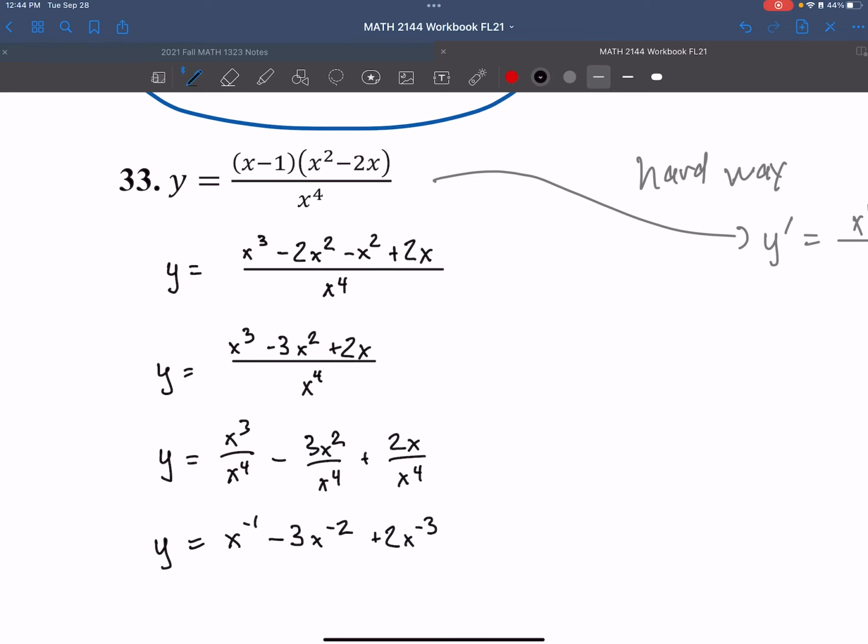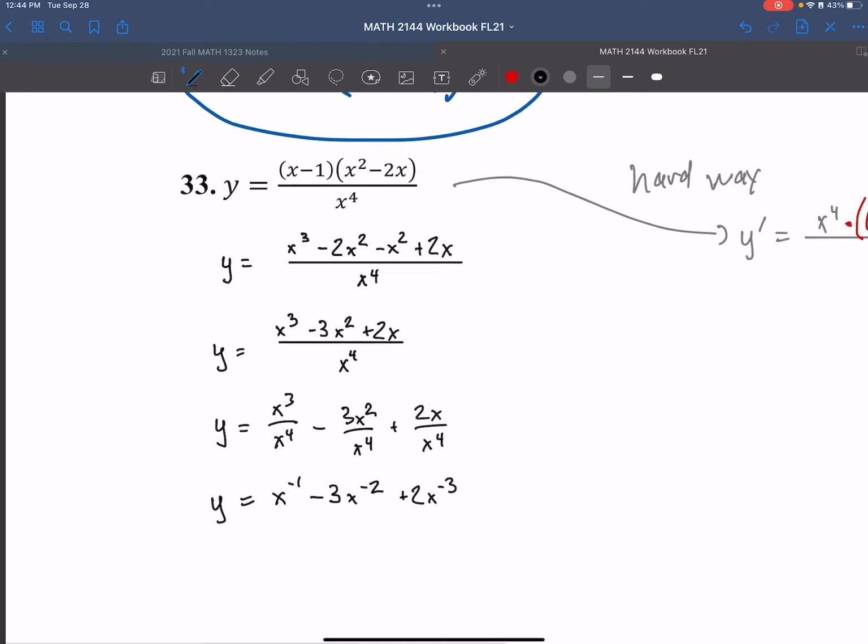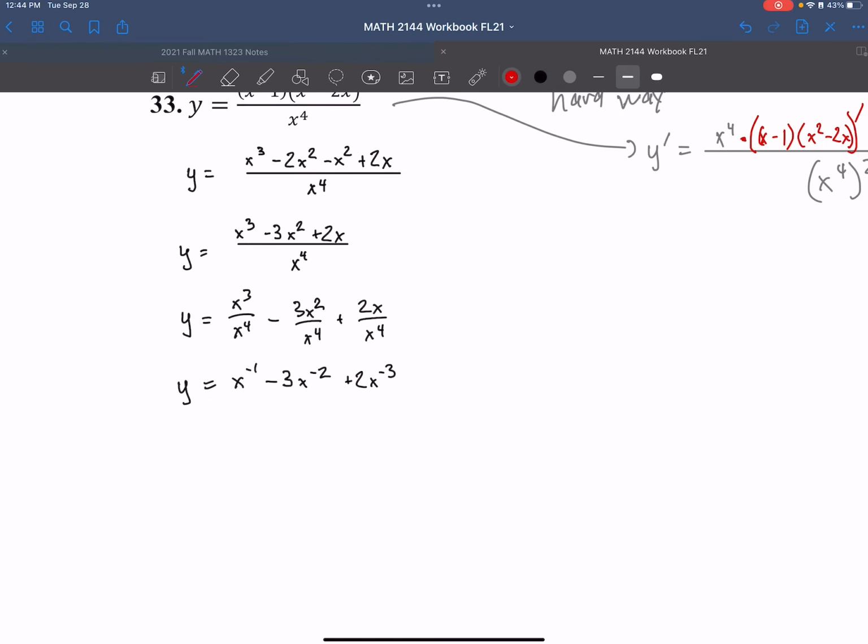These are all power functions. That is to say, the variable is in the base, and you have a real exponent. So the derivative here is just going to be minus x to the minus 2, minus, well, we'll do plus 6 x to the minus 3, and then minus 6 x to the minus what?